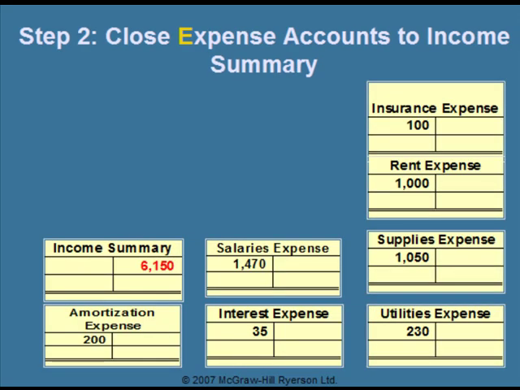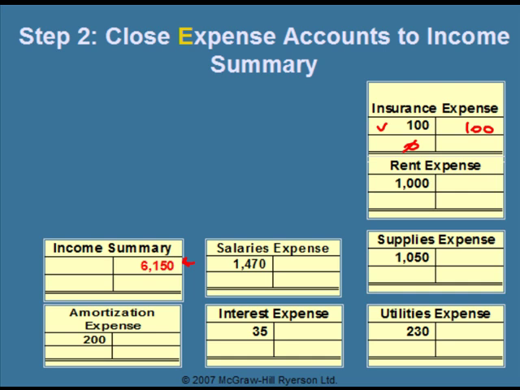The next step is to close the expense accounts out to the income summary. You'll notice that the income summary account has $6,150 in it already, and that is from the first step when we closed out the revenue accounts. Now, if we have a look at the expense accounts, we're going to close all of these expense accounts out to zero in one journal entry. If you have a look at the insurance expense account right now, it has a $100 debit balance. In order to close it out to zero, we have to credit that for $100, and that'll make it zero.